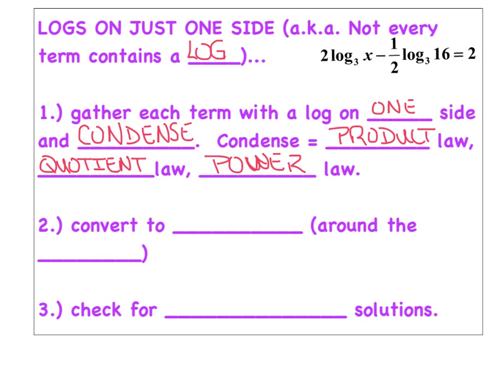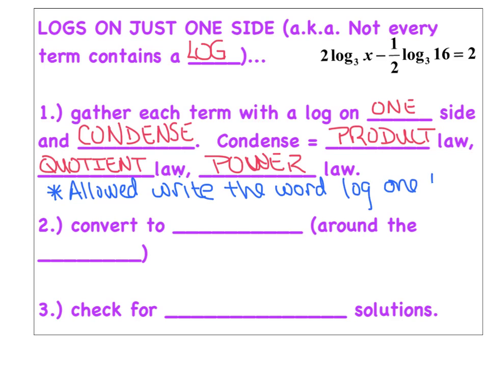Now, one of the things I want you to get down here is that when you condense, you are only allowed to write the word log one time. That's something we're going to continue to remind ourselves. That's probably been our biggest Achilles heel in the past. Number two, we're going to convert this logarithmic equation into an exponential equation. And basically when we say we're going to convert it to exponential, we're saying we're going to go around the world.